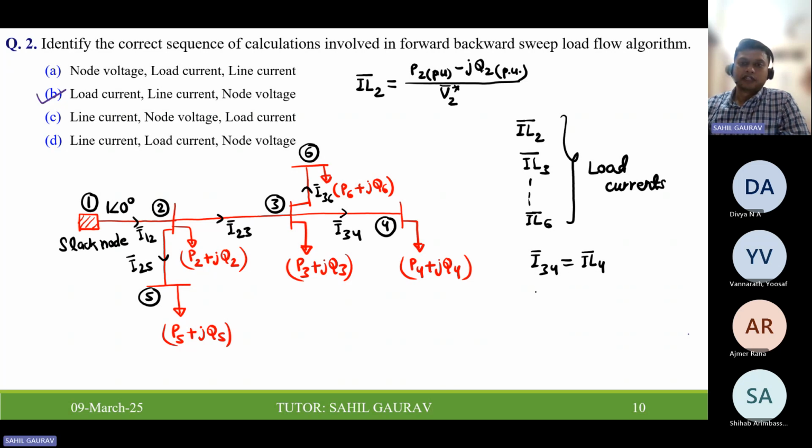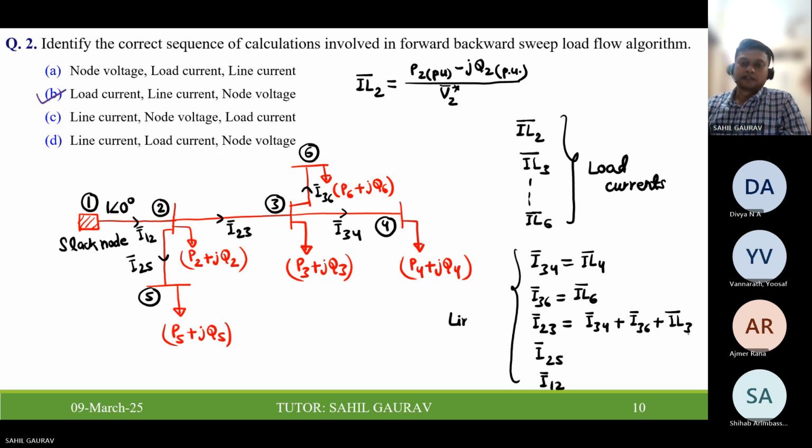I34 is IL4, and then I36 is IL6, and then I23 is I34 plus I36 plus IL3. Similarly, you can find I25, and then you can find I12. So these are line currents. So first you need to find the load currents, and then you find the line currents.